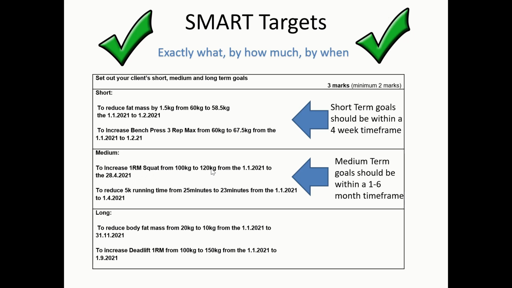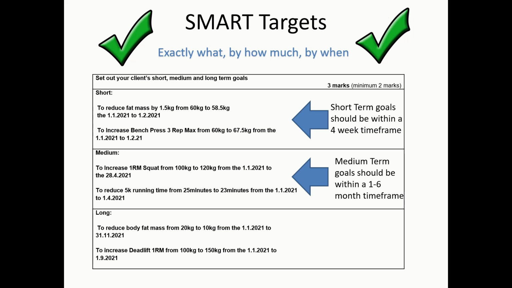So 20 kilo rise in the space of, and as you can see here from the time, we've got from the 1st of the 1st 2021 to the 28th of the 4th 2021. So we've got all in all there 4 months, 16 weeks in order to achieve that 20 kilo rise in our 1 rep max squat. So again, I think this is realistic. So once again, all of the SMART target acronyms have been met, and again we've met that medium term goal with the time frame being correct between that 1 and 6 month period. In this particular case, we're talking about a 4-month period.